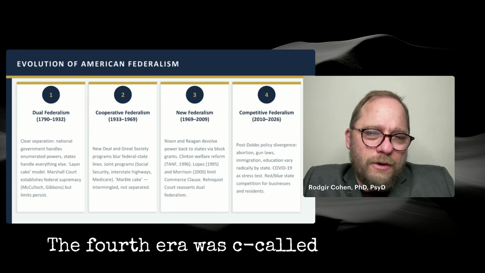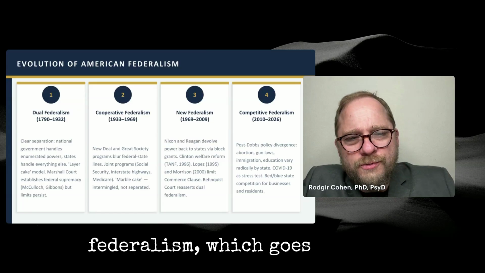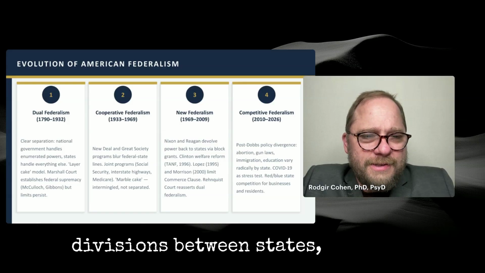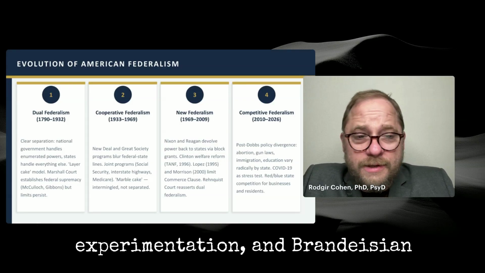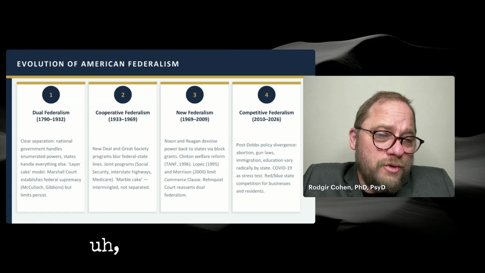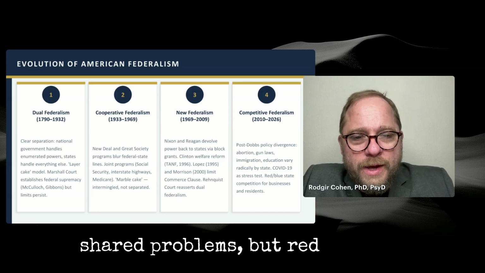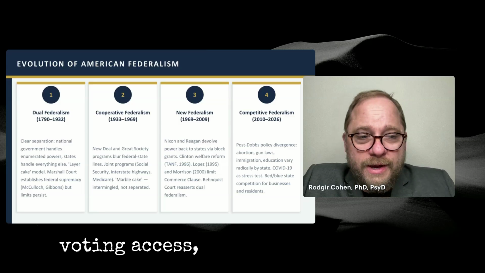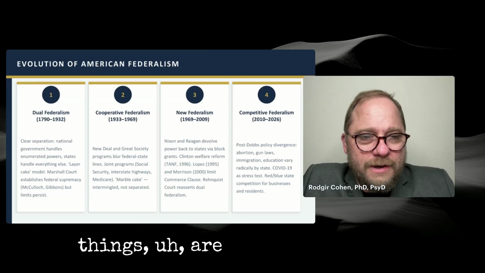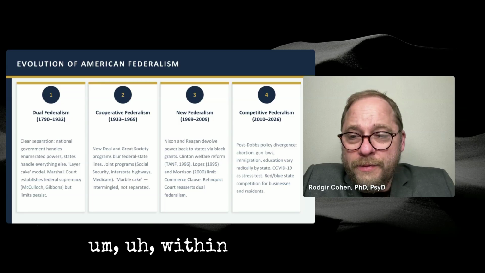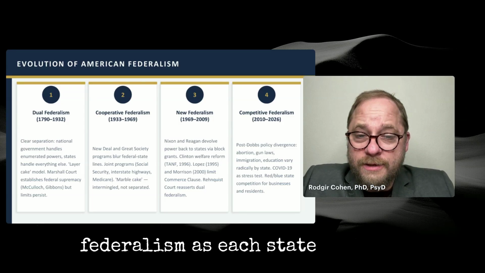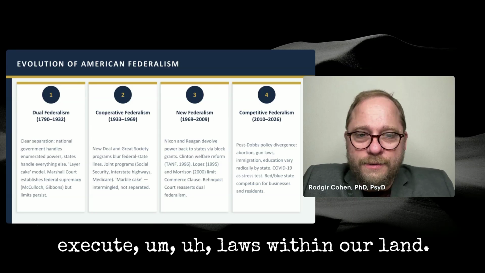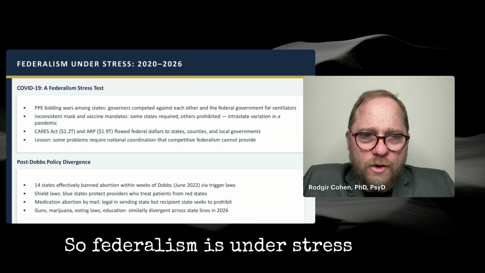The fourth era is called competitive federalism, which goes from 2010 through now. It's the current era, characterized by intense policy divisions between states, not state experimentation in the Brandeisian sense of trying different approaches to shared problems, but red and blue states pursuing fundamentally incompatible visions of governance. So abortion rights, gun regulation, voting access, marijuana, all these things differ within different states, and we're calling this competitive federalism, as each state competes with others over how they want to execute laws within our land. So federalism is always under stress.